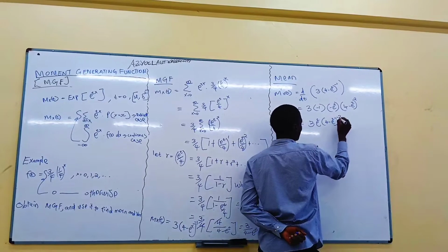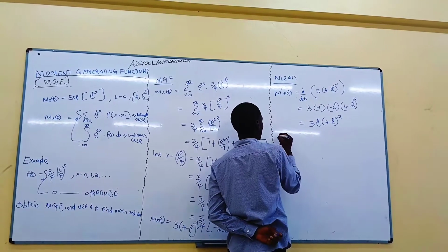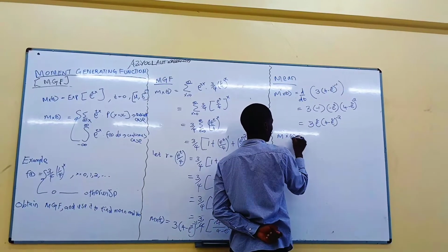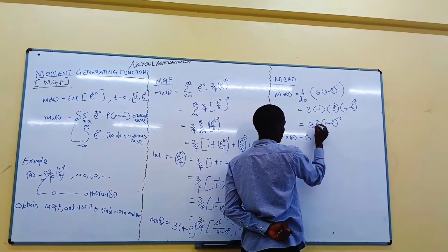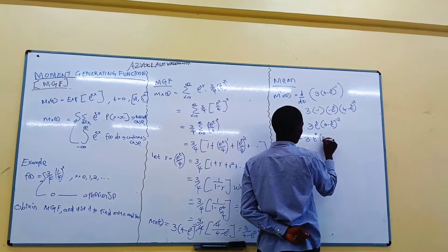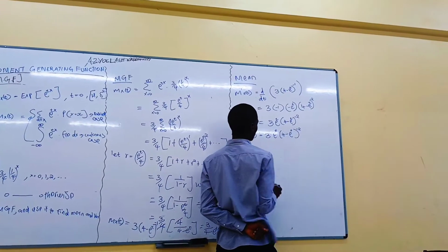raised to negative 2. But remember, we said t should be 0. So it is going to be the first derivative at t equal to 0. It's going to be 3, where t we put 0, which will be e raised to 0, (4 minus e raised to 0) to the negative 2.